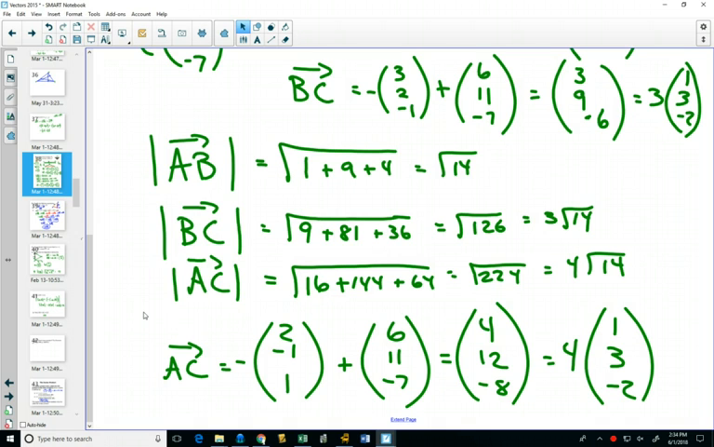So can you see that AB plus BC is equal to AC? And because those distances adding are equal, you therefore have 3 points that are collinear.